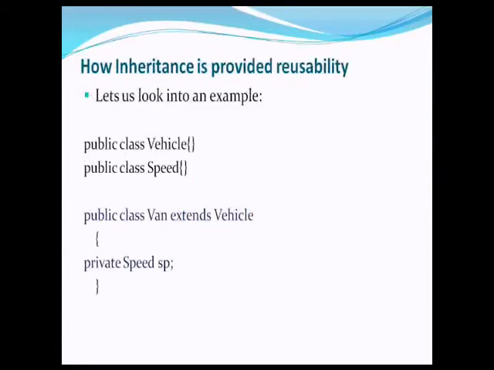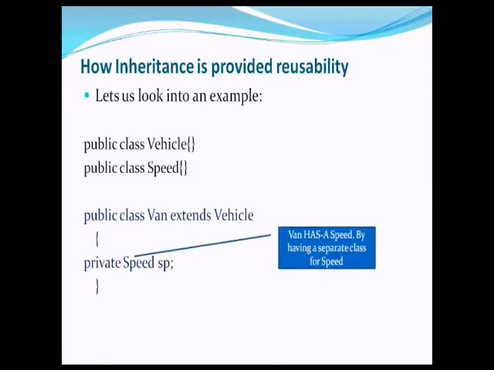Let's look into the example. Here, this shows that class Van has a speed. By having a separate class for speed, we do not have to put the entire code that belongs to speed inside the Van class, where it is possible to reuse the speed class in multiple applications.